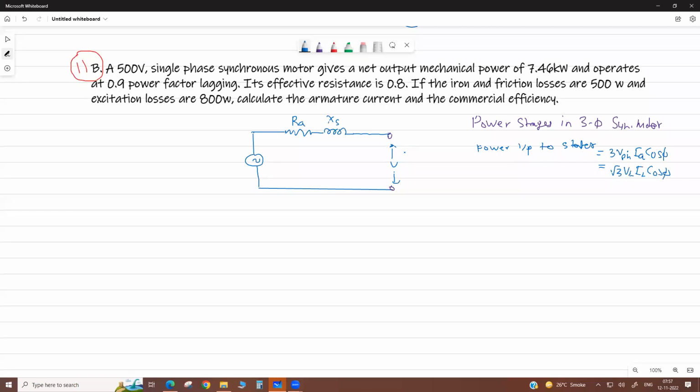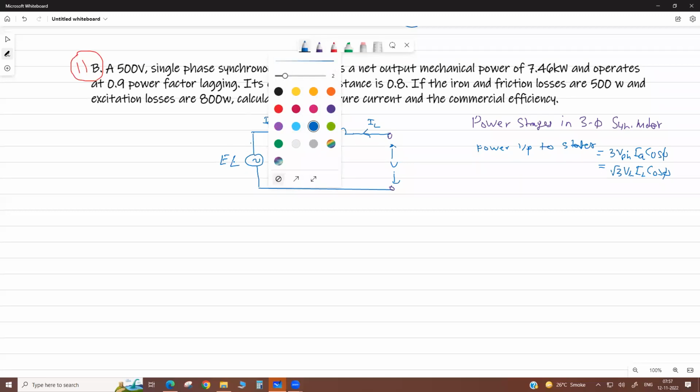So here we apply V, then it carries the load current or line current. Here it is the armature current. Then here back EMF is induced. In an alternator it is the induced EMF, E. In an alternator this angle is positive, but in a synchronous motor this angle is negative, delta, the load angle. So here, see this power input, if we give three phase AC.